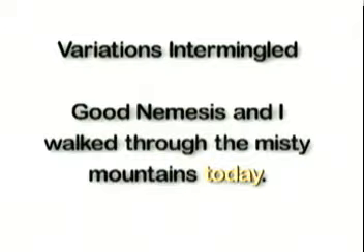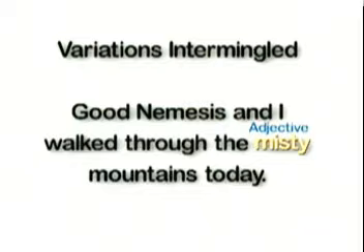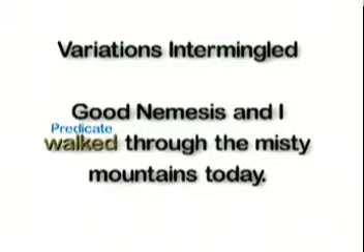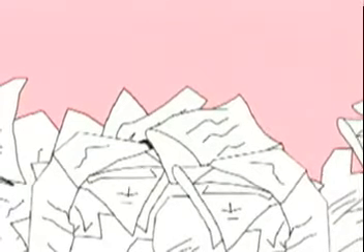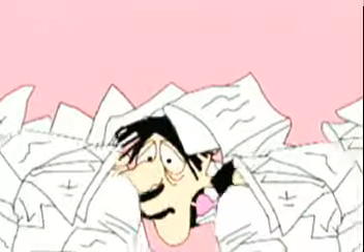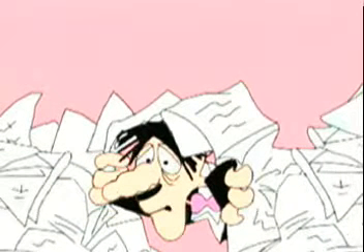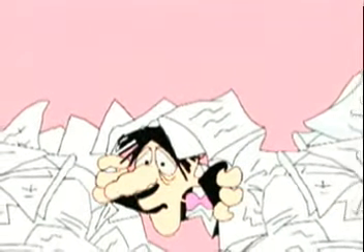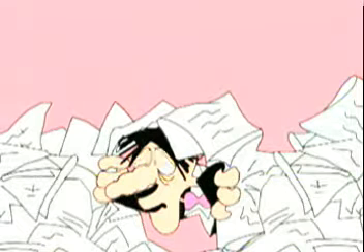Today is a single word modifier, an adverb telling when we walked. Misty, an adjective, tells what kind of mountains. And of course, the predicate is walked. At that point, Nemesis asked about the 4th variation, but I could see we'd run out of napkins for the time being, and so I told him he'd have to wait for another time.